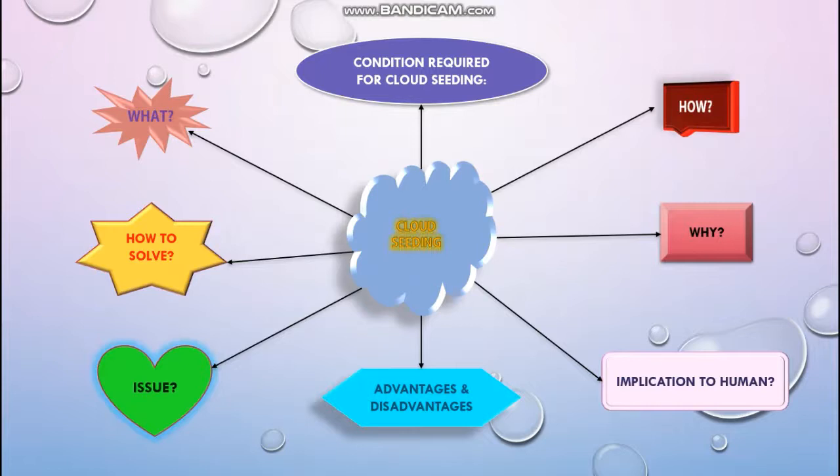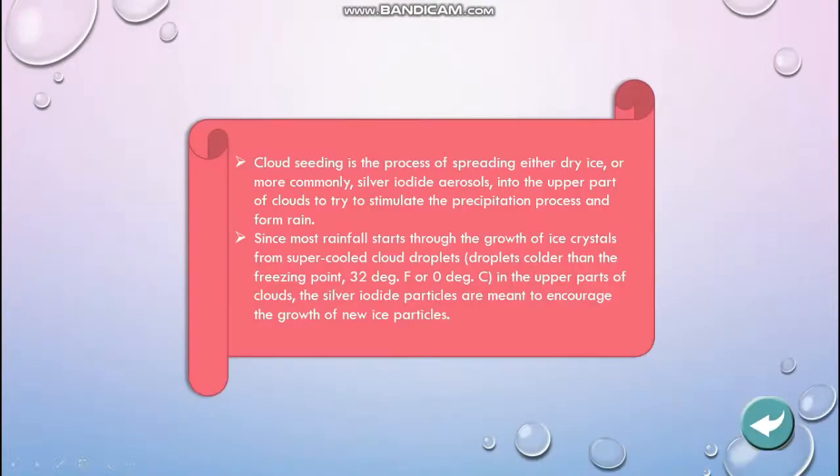Now I will present about cloud seeding. First, what is cloud seeding? Cloud seeding is the process of spreading either dry ice or, more commonly, silver iodide aerosols into the upper part of clouds to try to stimulate the precipitation process and form rain.